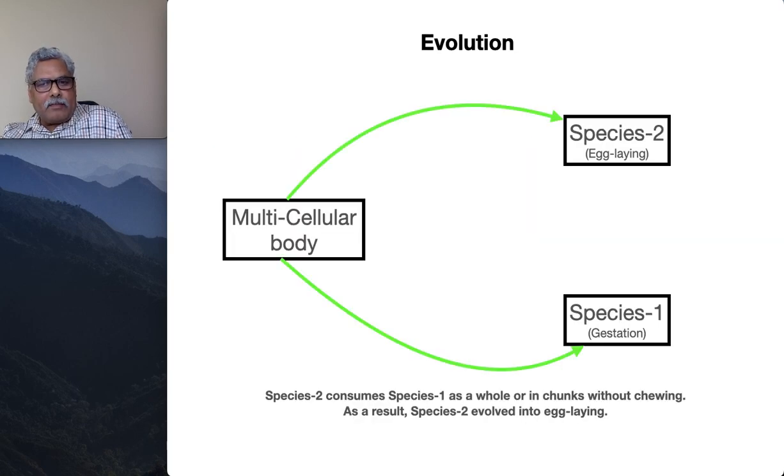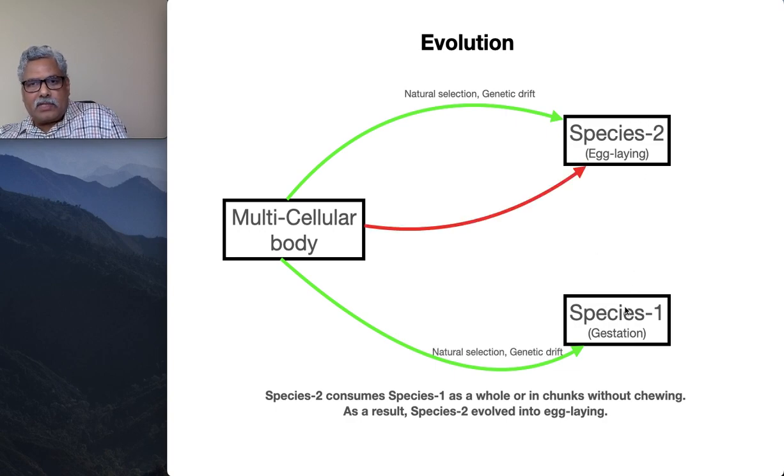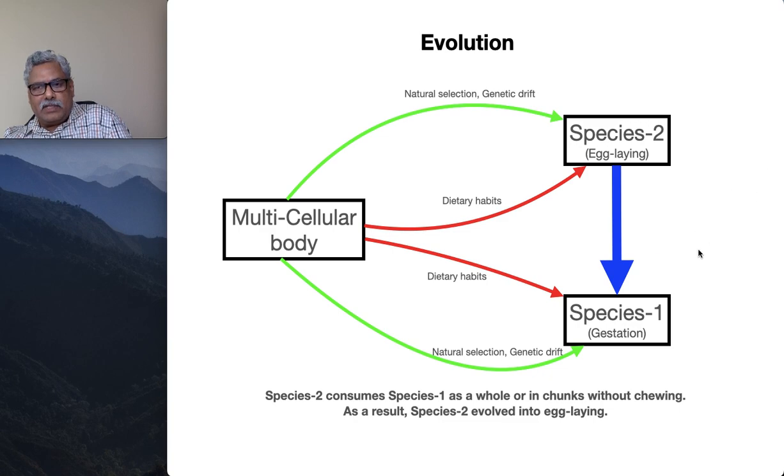And then when you look at it graphically, this is the multicellular body, and then there are two species, species one and species two. Natural selection and genetic drift might have brought them to that spot, but at some point they start to cannibalize or eat other species, this one being prey and this one a predator, species 2 eating species 1. So species 1 remained as gestation, but species 2 eventually evolved into egg laying because it has more internal heat in its stomach, as it is eating the other species as a whole or in bigger chunks.